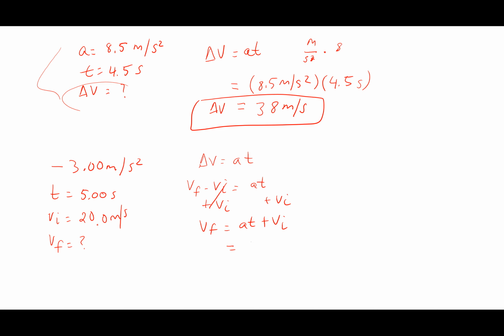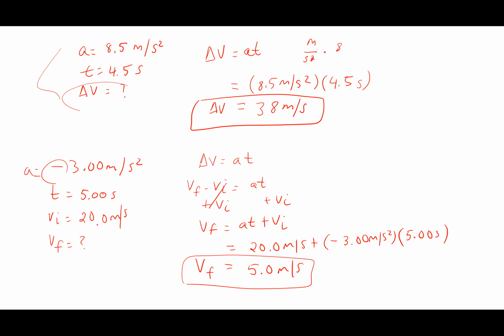So VI is 20 meters per second plus our acceleration. Now remember, it's minus 3, okay? So it's very important. Minus 3 meters per second squared times our 5 seconds. Okay? So we multiply all this out, we get 5 meters per second for our final velocity.